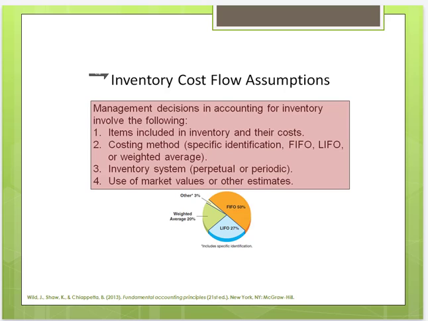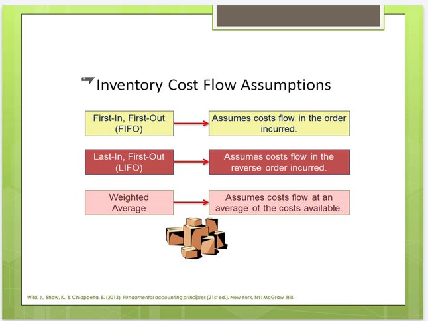But it just means that when we are matching our cost against the revenues on the income statement, we are assuming that the last cost accumulated are going to be the first cost that we apply against those revenues. And we're going to look at an example. Again, for the purposes of this presentation, we are focused on last in, first out, which is abbreviated LIFO. It assumes cost flow in the reverse order incurred, which again is just last in, first out.